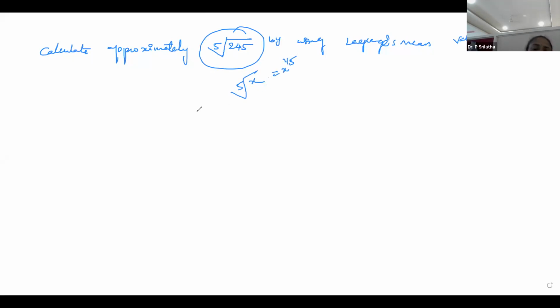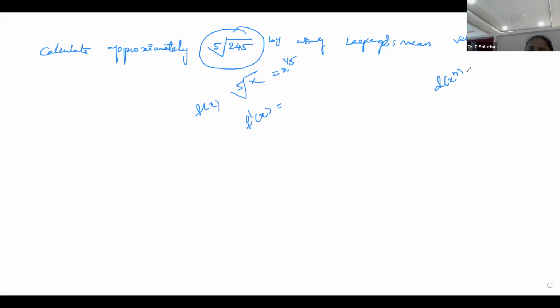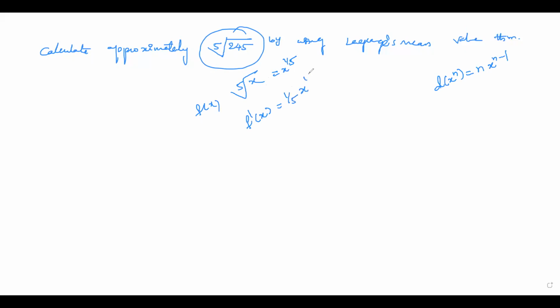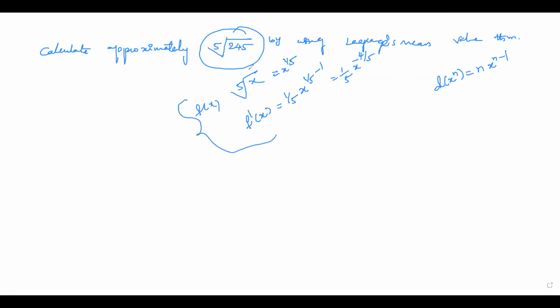So what is the differentiation f dash of x? 1 by 5 x power minus 4 by 5. Differentiation of x power n is nothing but n into x power n minus 1. So that is 1 by 5 x power 1 by 5 minus 1, that is 1 by 5 x power minus 4 by 5. Okay, so all of you try this problem. Same procedure you have to use.